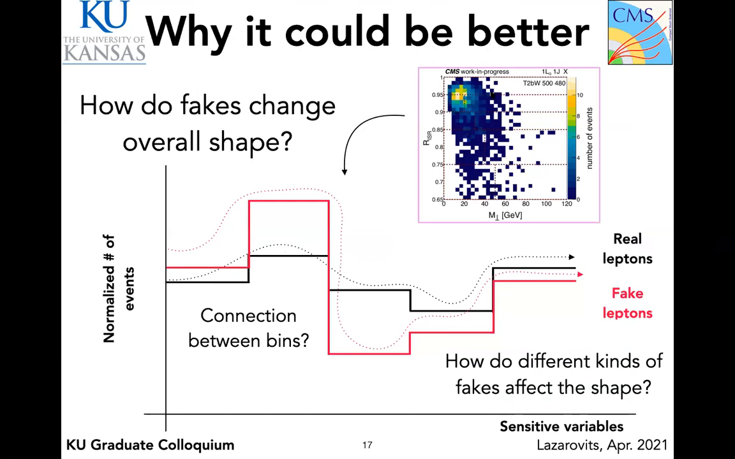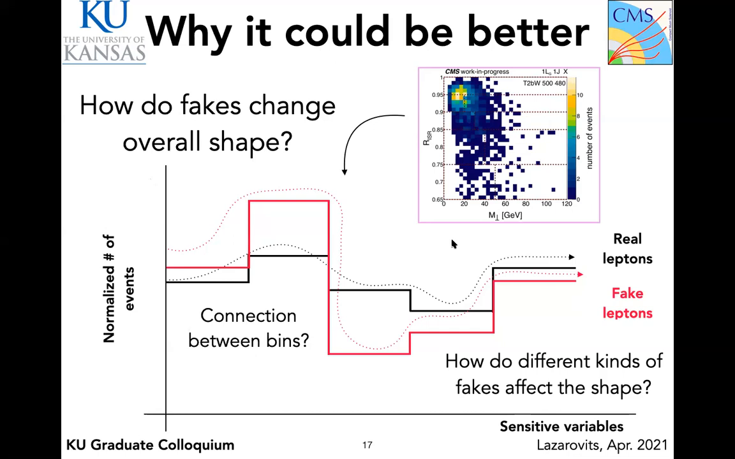So earlier, you saw these two-dimensional histograms in our sensitive variables, M-perf on the x-axis, RISR on the y-axis. And these red dotted lines just represent bins or cuts in those sensitive variables. And so we can take these cuts or these bins and turn it into a one-dimensional histogram that looks something like this. And this is just a schematic that I drew up for this talk. So you can see we have normalized number of events on the x-axis. Again, both sensitive variables this time on the y-axis.